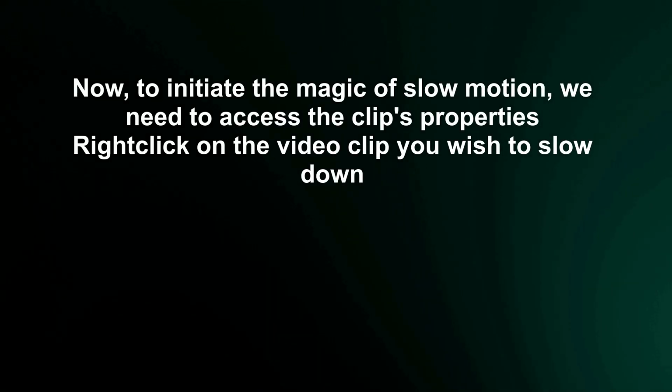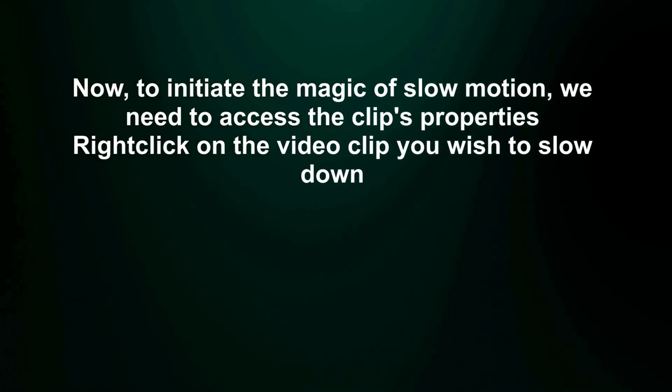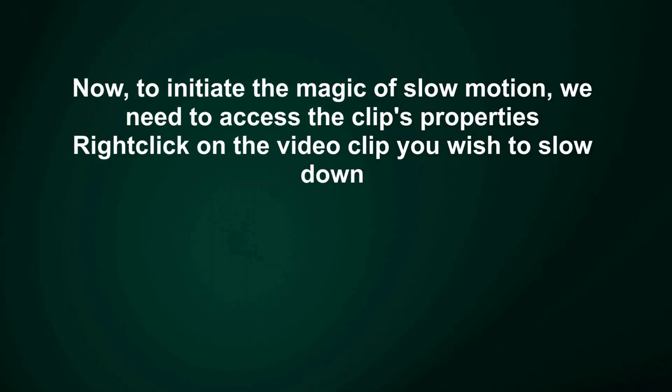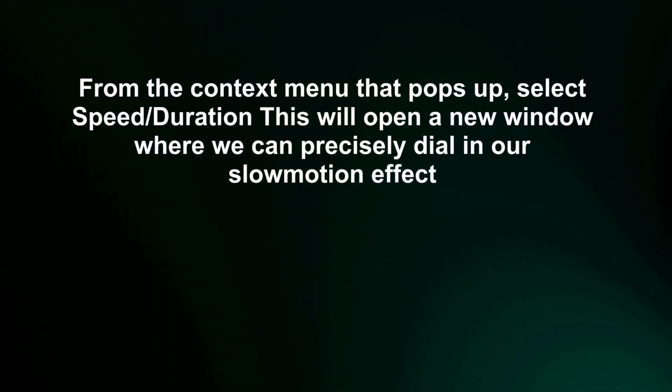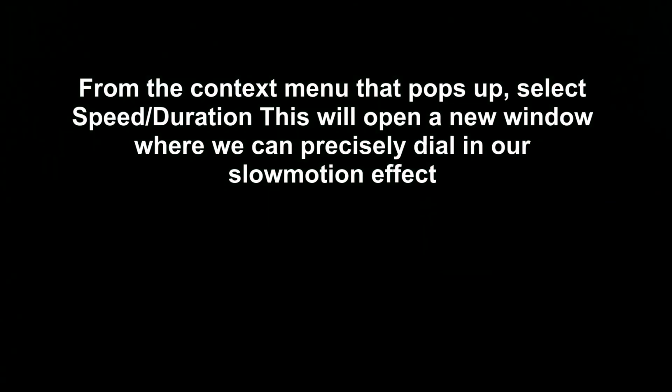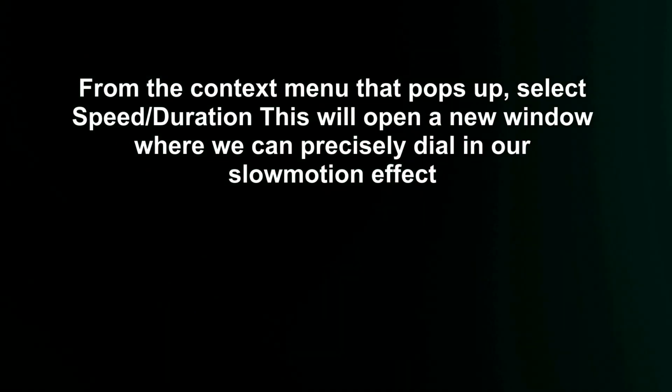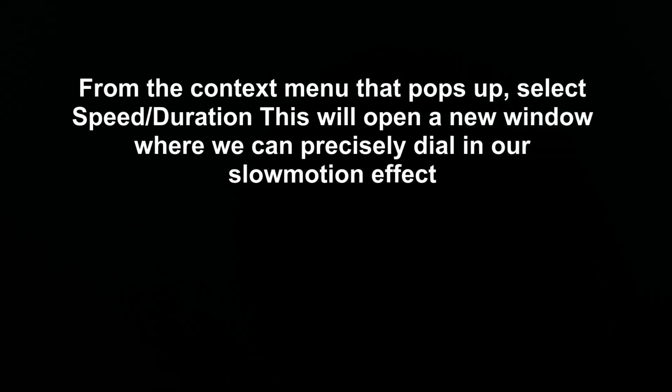Now, to initiate the magic of slow motion, we need to access the clip's properties. Right-click on the video clip you wish to slow down. From the context menu that pops up, select Speed/Duration. This will open a new window where we can precisely dial in our slow motion effect.